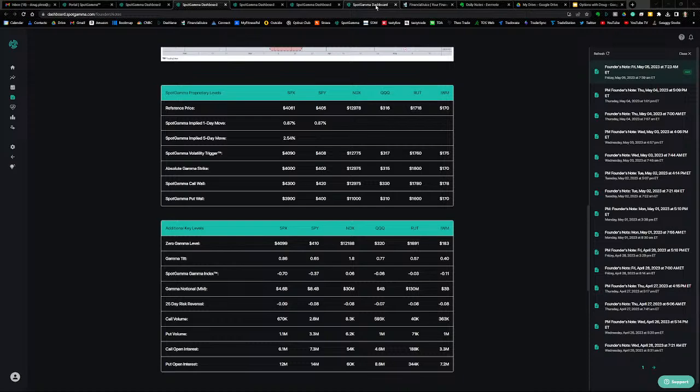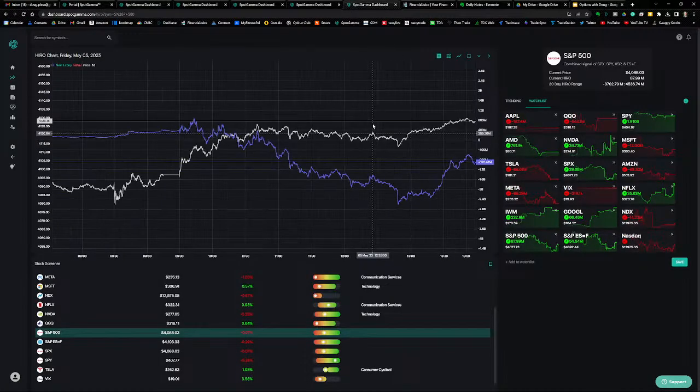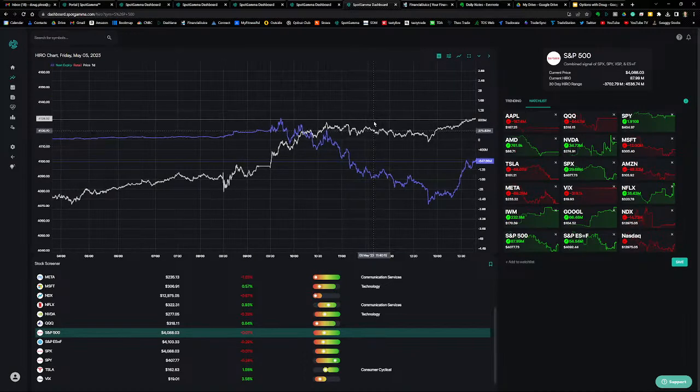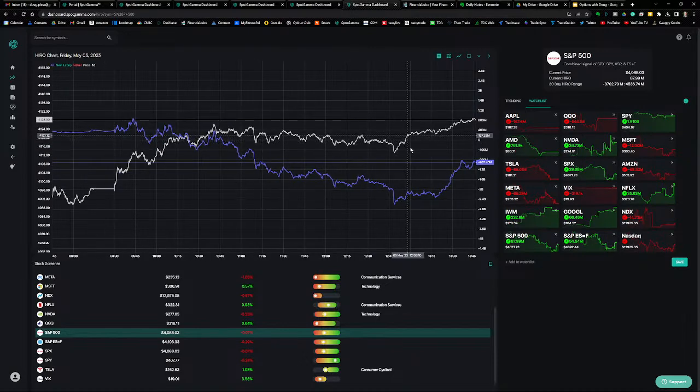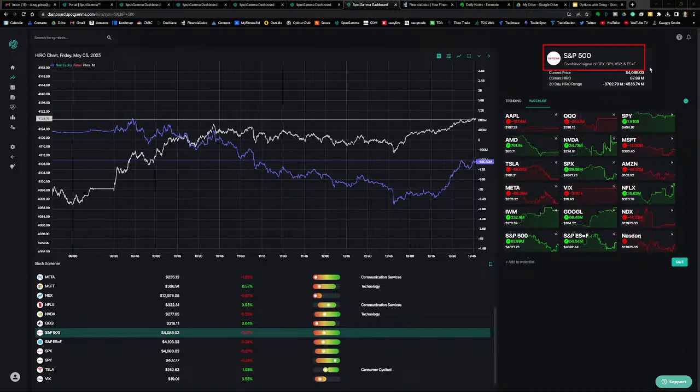I'm first going to start with options traders and see what options traders have been doing today. This is the S&P 500 hero signal. This is showing options trades and market maker hedging activity for SPX, SPY, XSP, and ES futures combined into one signal. So the price is shown with a white line, and the hero signal, hedging impact of real-time options, is shown with a purple line.